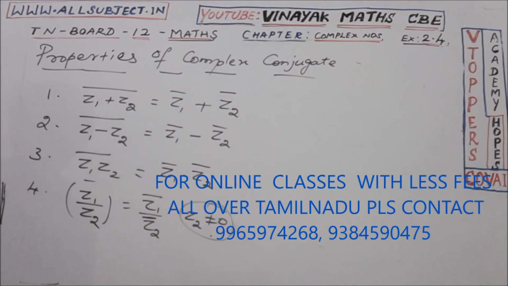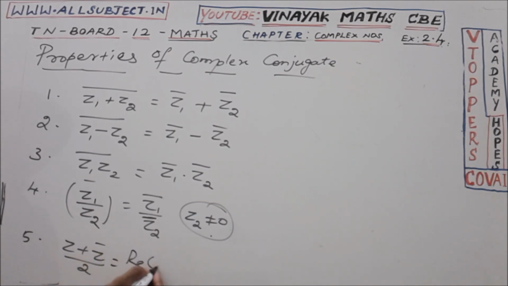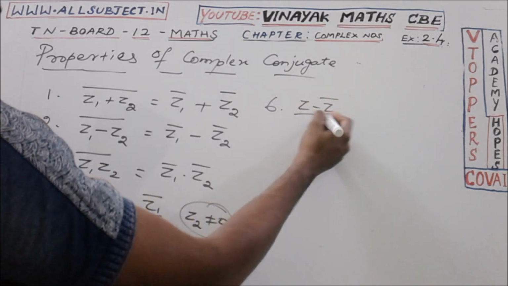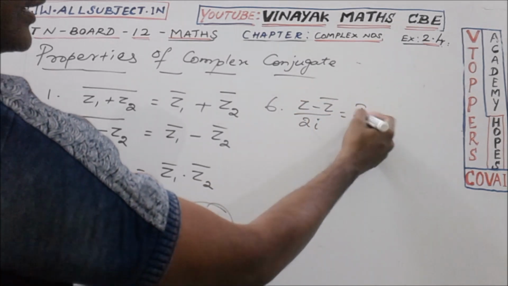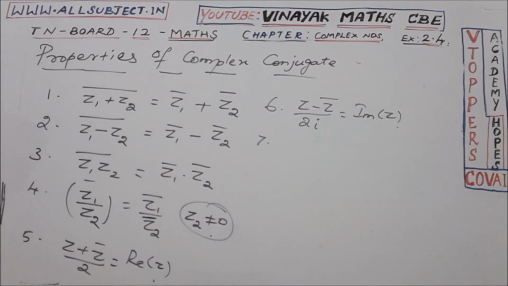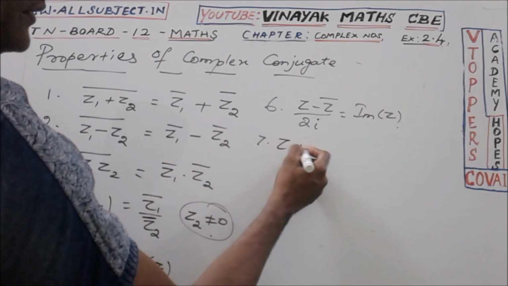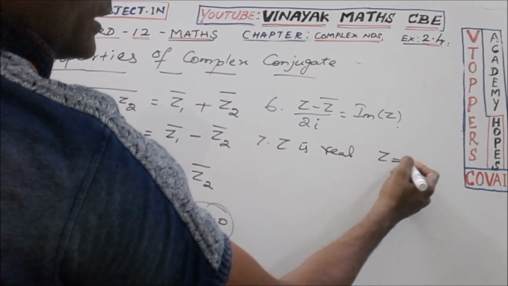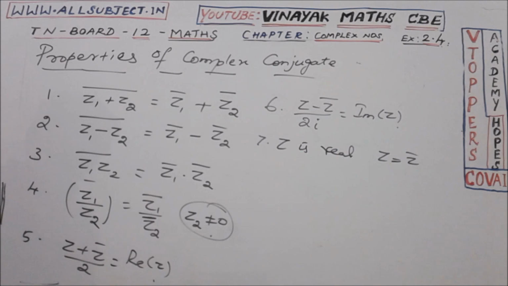It is very important. And the fifth one, Z plus Z bar by 2 equal to real part of Z. And sixth one, Z minus Z bar by 2i will be equal to imaginary part of Z. And the seventh one, if Z is real, then Z equal to Z bar. The complex number and its conjugate are equal.